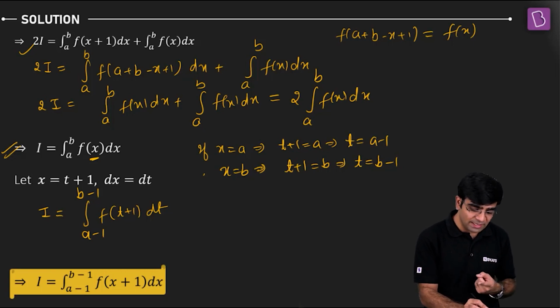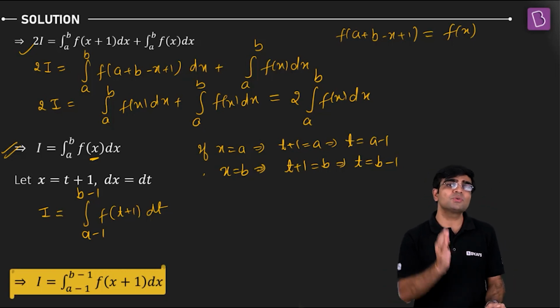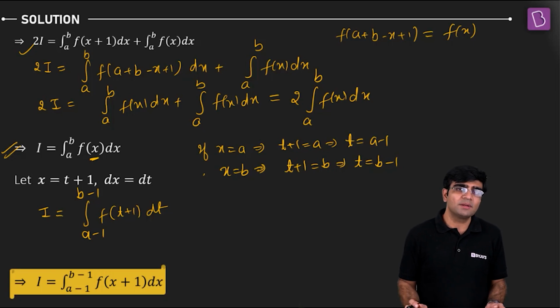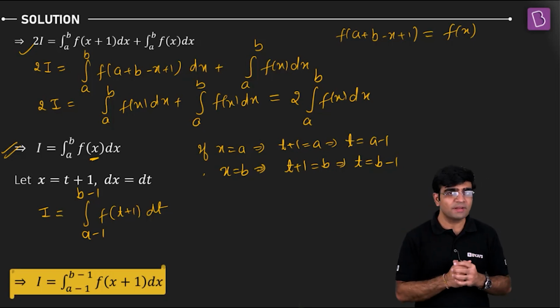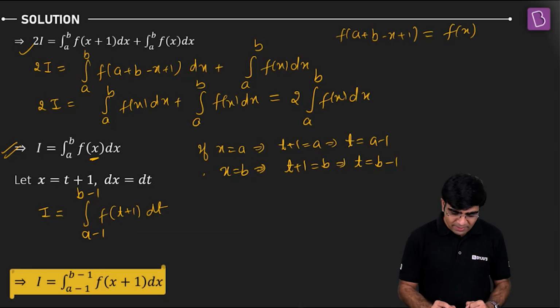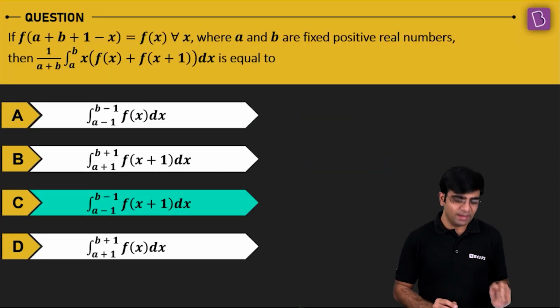So intentionally, I'm choosing x equal to t plus 1. This is the most crucial step and a very logical one. I have to get f of x plus 1. What will I do? I'll just replace x equal to t plus 1, right? So that I can create f of x plus 1. Sure? Okay, and then we finally reach this result. Based upon this, option C becomes my correct answer.